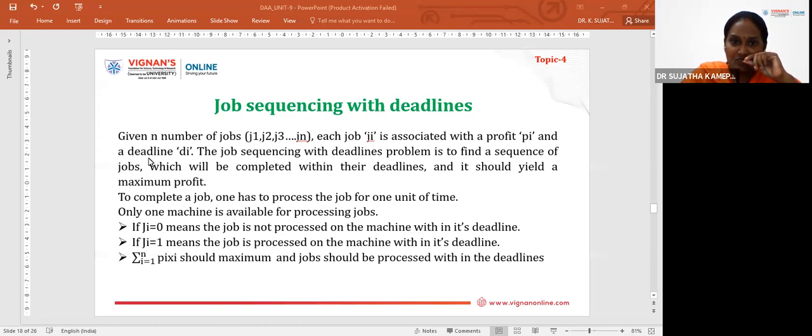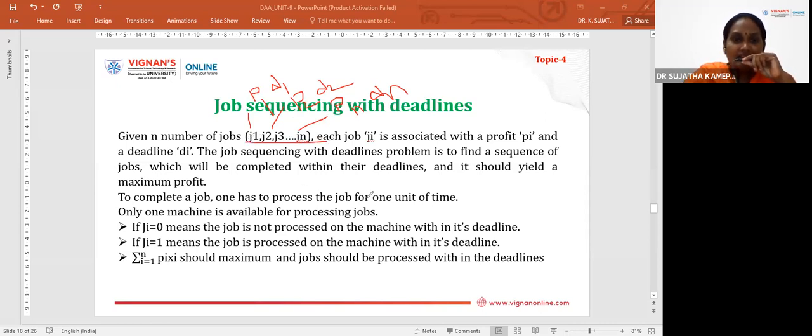what is the input given for this problem? Here you are given n number of jobs. Let us say those n jobs are J1, J2, J3, and so on, Jn. Here each job Ji is associated with a profit Pi and a deadline Di. So job J1 is associated with a profit P1 and deadline D1. Job J2 is associated with a profit P2 and deadline D2. In the same way, job Jn has a profit Pn and deadline Dn. So each one has its own profit and its own deadline.